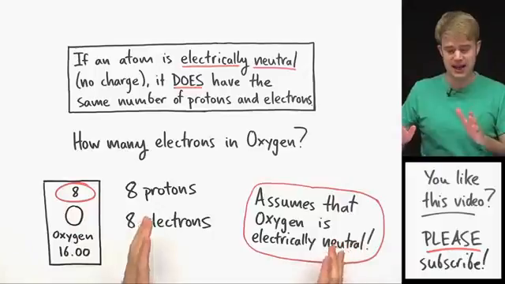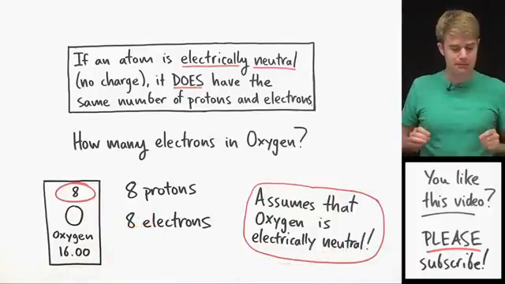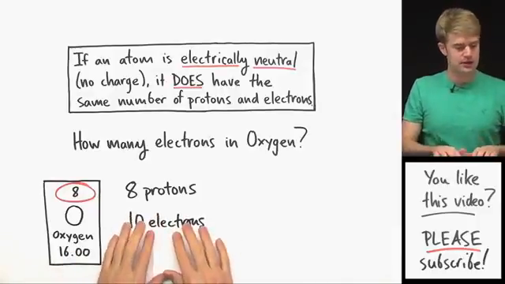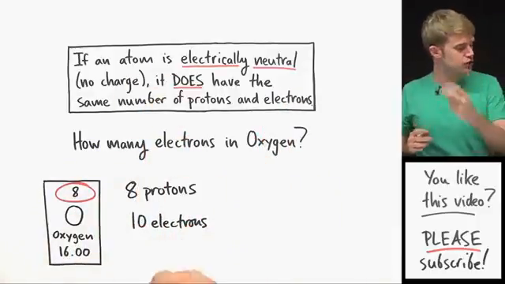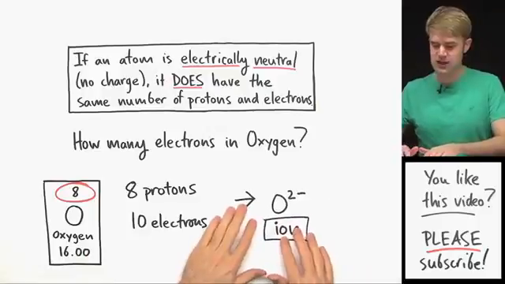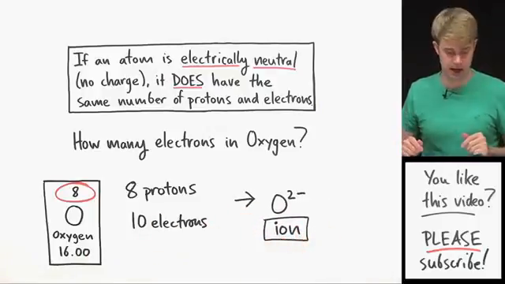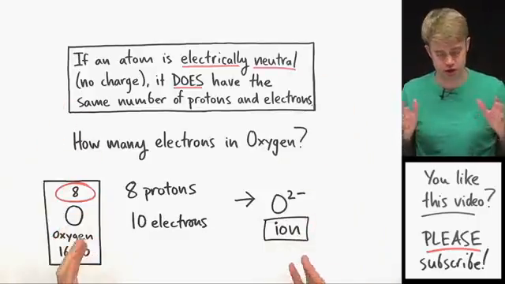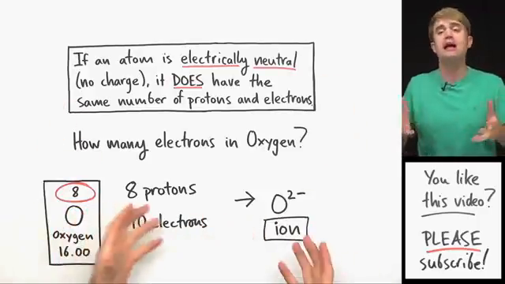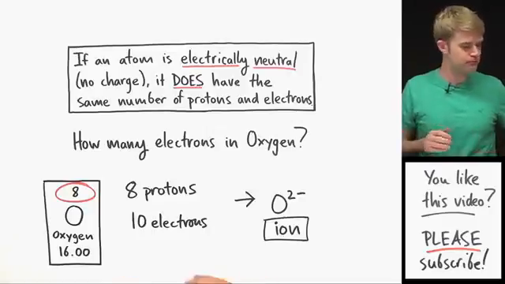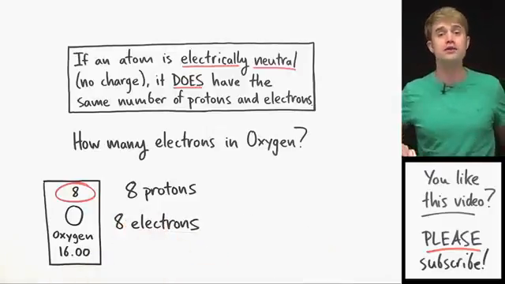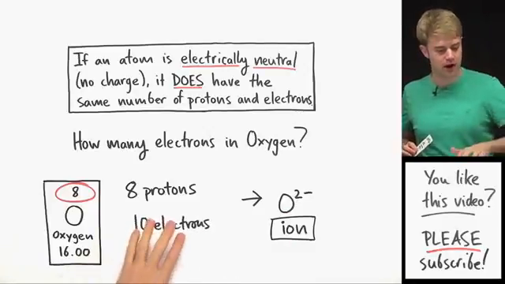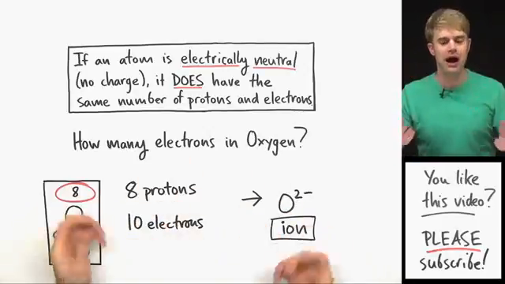But that's not always the case. It doesn't have to be that way. For example, instead of having 8 electrons, we could have 10 electrons. This oxygen could pull in 2 extra electrons, and in that case, it becomes an O2- ion. So here's the point. Atoms don't have to be electrically neutral. They can have charges. If they are electrically neutral, then their number of protons and electrons are the same. But if they're not, the protons and electrons vary, and we can get all different types of ions with different charges.